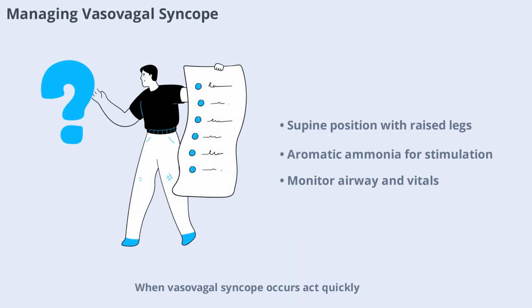When vasovagal syncope occurs, act quickly. Place the patient in a supine position with legs slightly elevated to improve blood flow to the brain. Use aromatic ammonia as a respiratory stimulant if needed. Always assess the airway, monitor vital signs, and provide supplemental oxygen if available. Prevention is equally important. Reduce stress through good communication and reassurance. These simple steps can help prevent escalation and ensure a safe recovery.